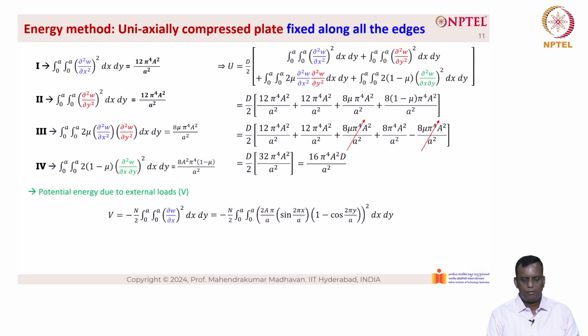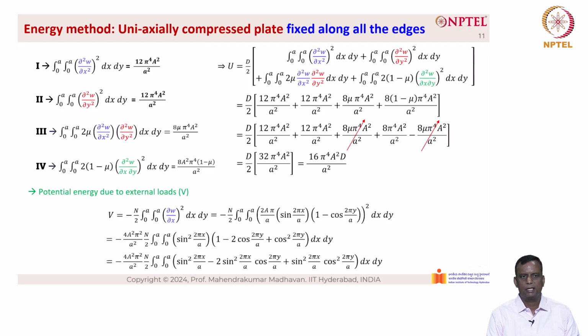So, when we do so, we get minus n by 2 into integral 0 to a of (2 a pi by a) into sine 2 pi x by a into (1 minus cos 2 pi y by a) the whole square into dx into dy. So, when we do so, we can expand this equation. Again, we have sine square 2 pi x by a into (1 minus cos 2 pi y by a) the whole square becomes a square minus 2ab plus b square. We can see this expansion as shown in the screen.